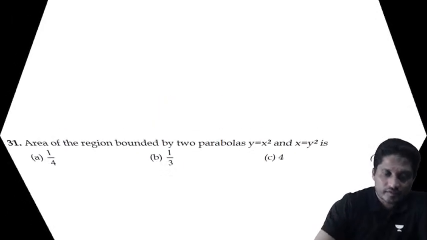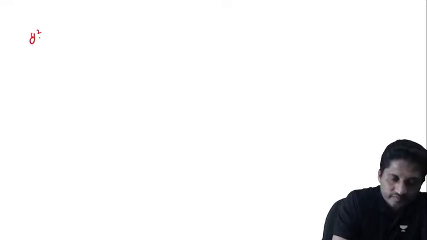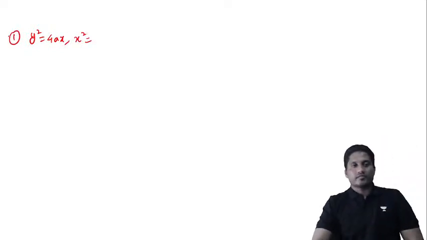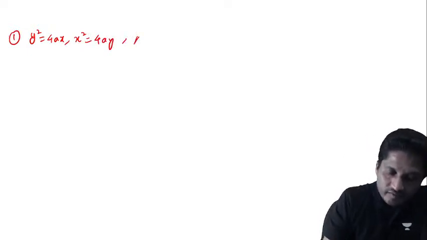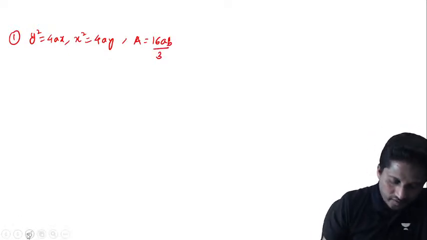Now, suppose you have y square is equal to 4x and x square is equal to 4ay. This is point number 1. Y square is equal to 4x and x square is equal to 4ay. Area will be equal to 16ab by 3. 16ab by 3. I'll give an example.